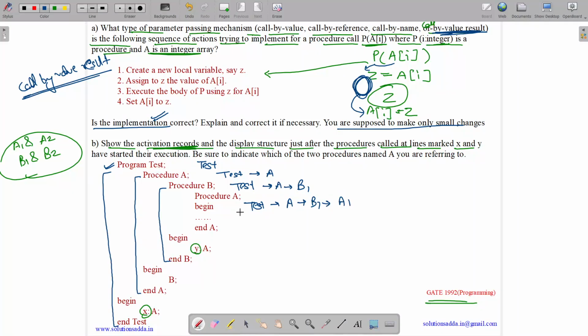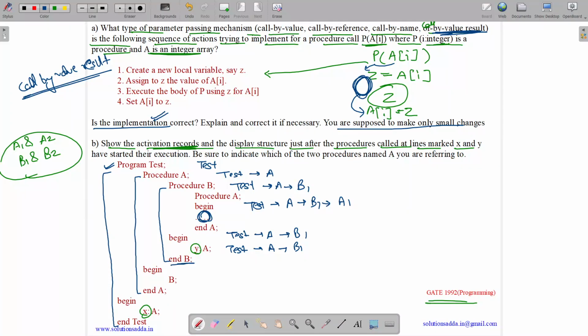Okay. So A1 does its computation, then A ends. So when A ends, this A1 gets popped out. So here we have just test A and B1. Now what happens? Now again Y calls A. So what happens? We create a new instance A2. So we have test A, B1, A2. So A2 is created. Now A2 does its work and then it pops out of the stack. So A2 is then removed from the stack. So we just have test A and B1.